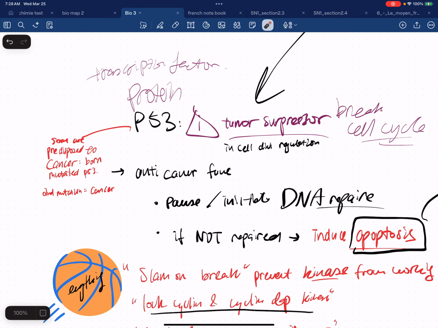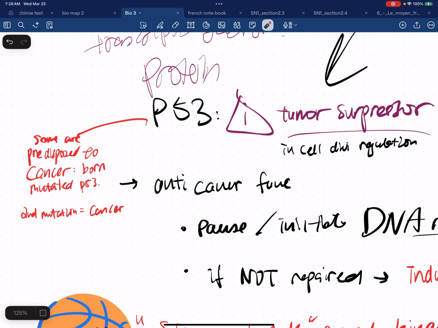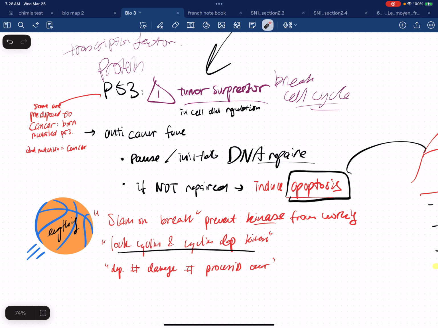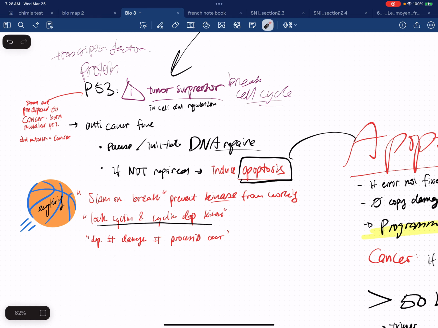overgrowing randomly and crazily. Some are predisposed to cancer because they're born with mutated P53. So if P53 is mutated, they're prone to cancer. And because of the second mutation of P53, you're doomed to cancer if there is a mutation of P53 for a second time. So that's why some people are vulnerable to cancers when they're born.